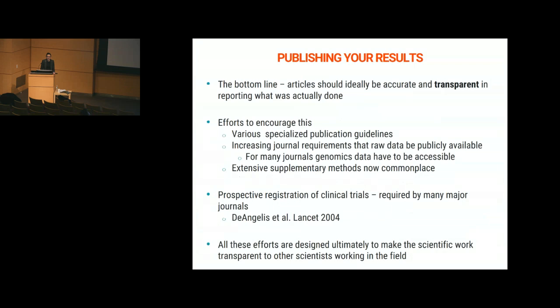Some journals require the raw data. There is more push for that, but not all of the journals are pushing for that. For genomics data, this is kind of standard. There are also extensive supplementary methods, especially online, where you can now include more details about the methods and the exclusions. And in the clinical trial setting, obviously in the last 10 or 15 years, there are guidelines. They're not guidelines, it's mandatory to prospectively register clinical trials in databases such as clinicaltrials.gov, where you have to outline the sample size, the hypothesis, and eligibility, so that patients and researchers can have access to what trials are ongoing and which ones are close to finish accrual. All these efforts are designed to make the scientific work transparent so that they can make true progress in the field by knowing what is going on.